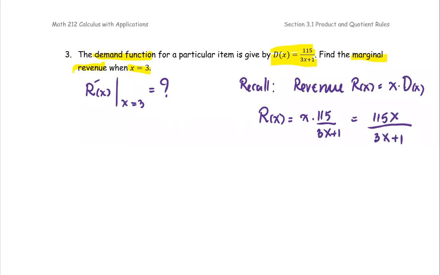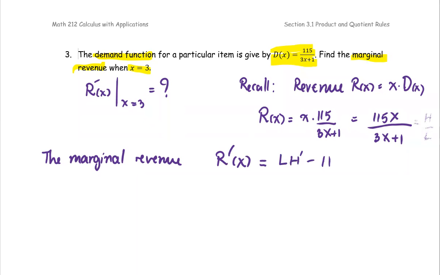Okay, we got the material to find the derivative now. Next, we're going to find the marginal revenue, which is R prime. Since R prime is in a quotient form, we put the note to ourselves again. Let the top be the high function, the bottom the low function, high over low. So the template for the quotient rule: low d high, minus high d low, draw the line, low squared.